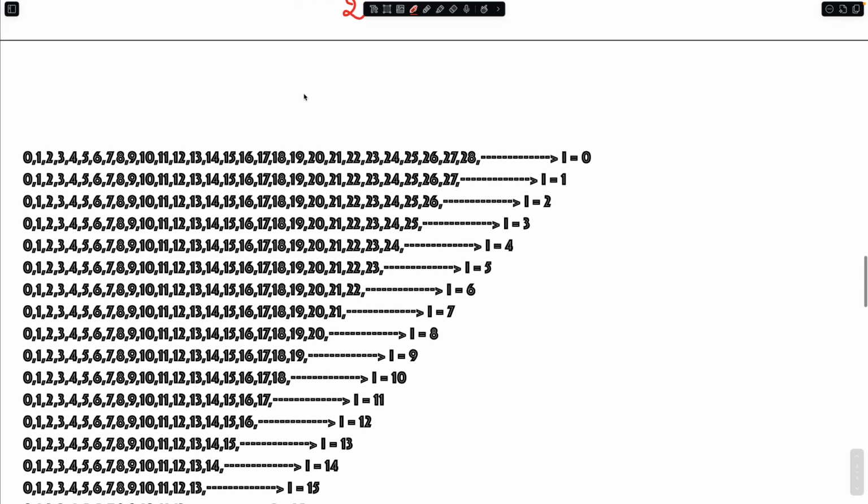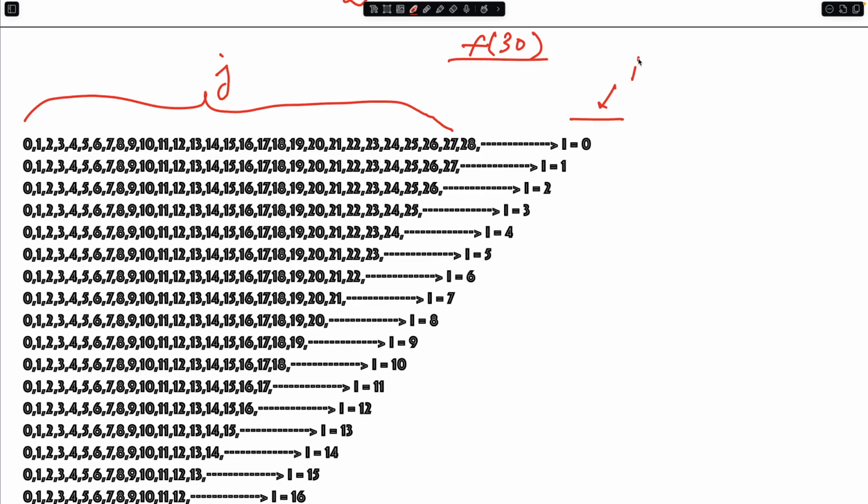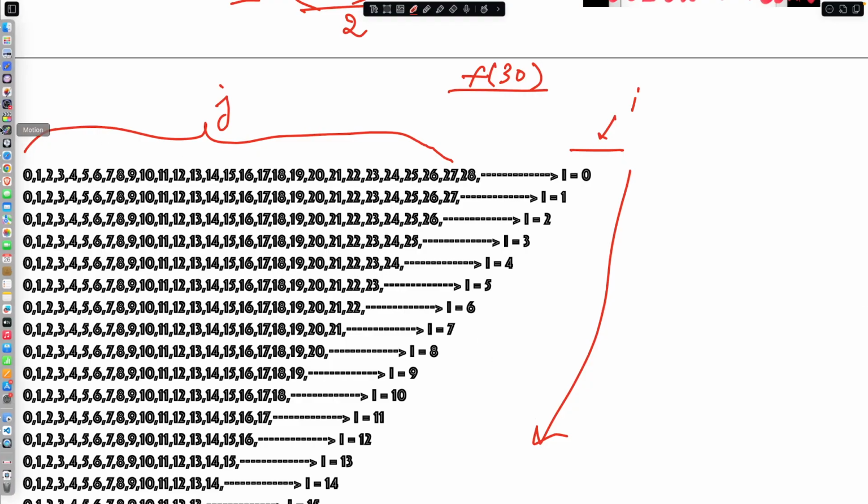These are the values of j that you must take into consideration when you're calculating F30, and these are the values of i. For varying values of i, these values of j are present. If you add up all these, from 0 till 28, this particular row contains how many values of j? Because 0 is also included, it contains 29 values of j. And like that, and so on and so forth.